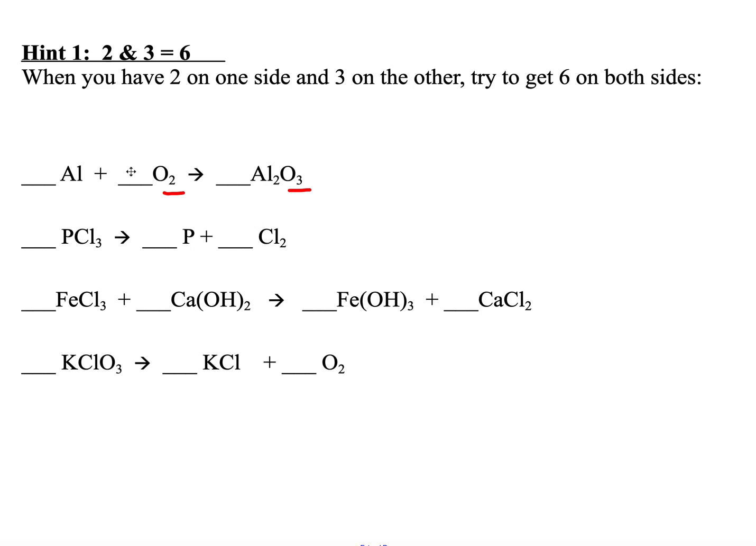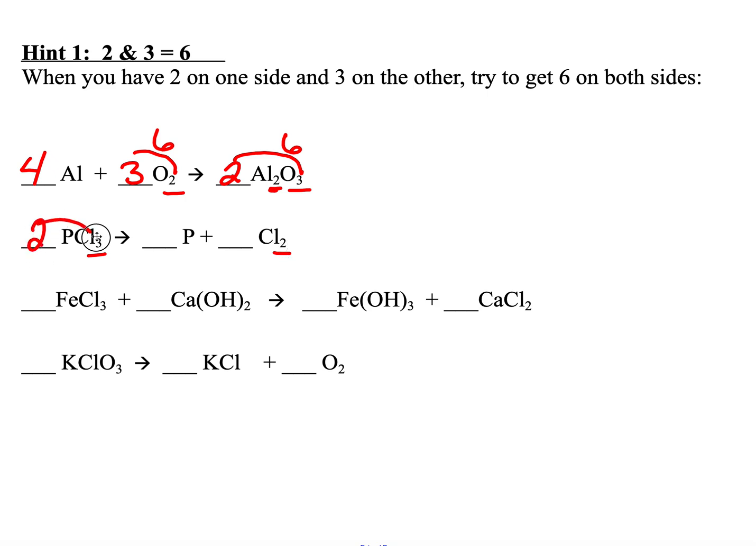So I need to know what number to put here to make this 6, and what number to put here to make this 6. So 3 times 2 is 6. Over here, 3 times 2 is 6. Now, we're almost done here, but the 2 in the front of this, I'm going to build 2 of these. They each need 2 aluminums. So 2 times 2 is 4. I better start with 4 aluminums so that I can build this. And then we're balanced.